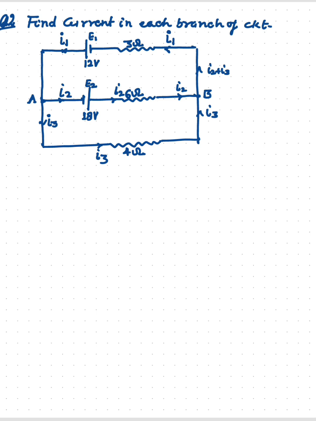Now loop: I assume this is loop 1, with direction anti-clockwise, and this is loop 2. Clear? Now let's apply KVL in loop 1. You can start from any point, no problem. Give the names A, B. Suppose this is C, this is D, this is E, and this is F.